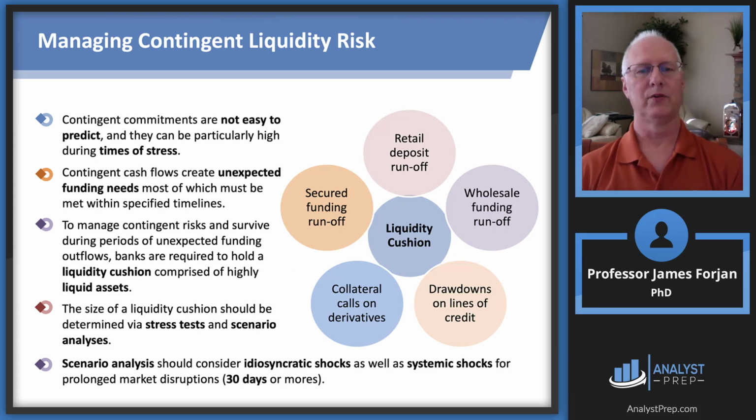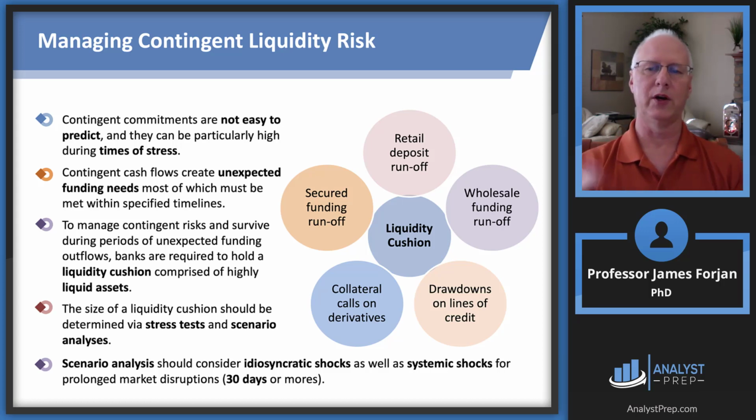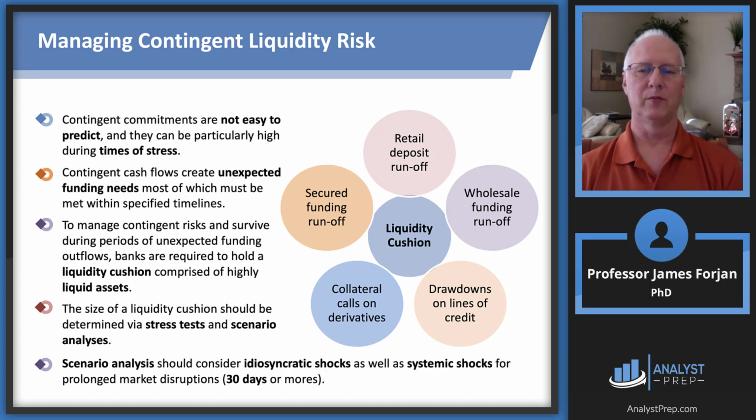Now, how about that last learning objective about contingent liquidity? So before I take a look at some of the arrow points on the left, let's go look at that illustration. So we've got that liquidity cushion or liquidity buffer, and where does that go? We put some capital in there. Where does it go? Goes to retail, goes to wholesale, goes to drawdown. Hey, maybe some collateral calls on derivatives, and then some secured funding.